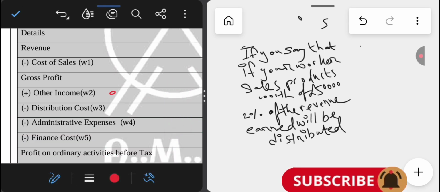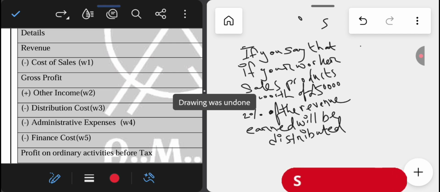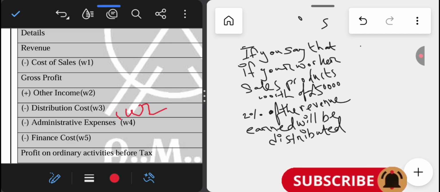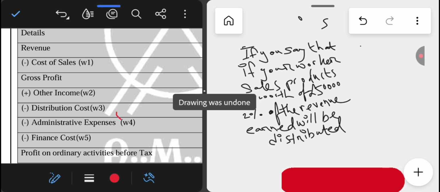If other income is not present, then distribution cost will be my working 2, and so on.